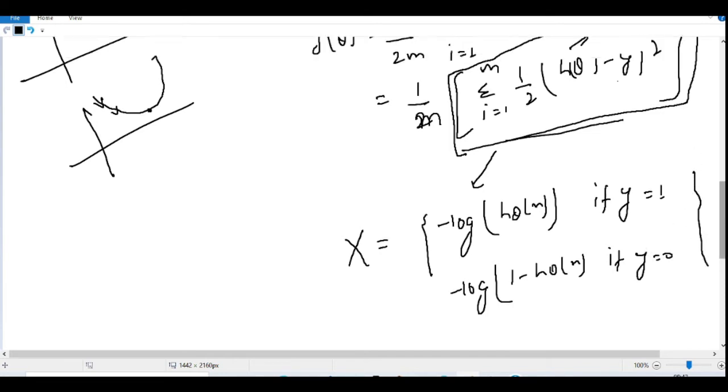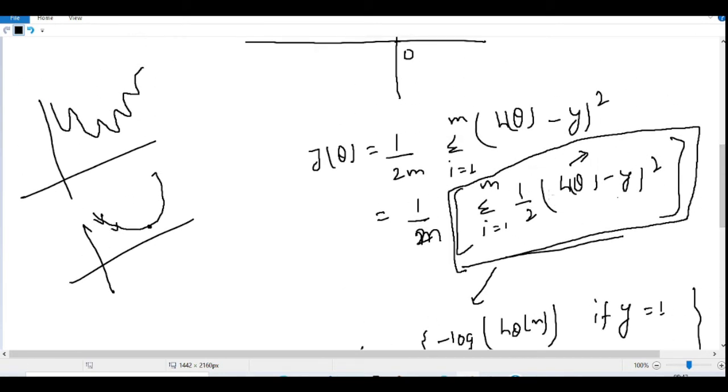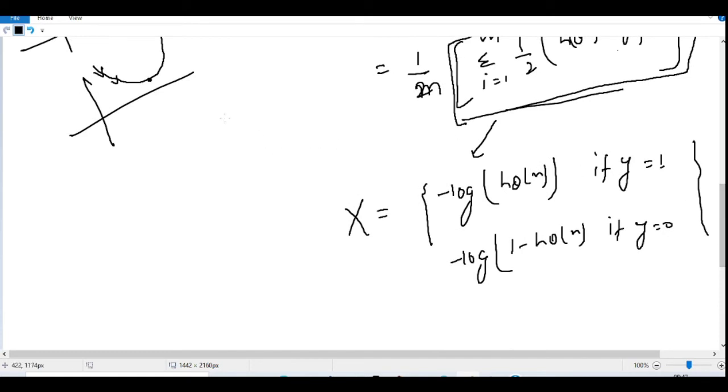So the thing is, we are not going to use this value in a cost function for logistic regression. Why? Because it cannot guarantee convergence to the global minima. In order to converge to the global minima, we want our graph to look like this, that is, a convex graph.